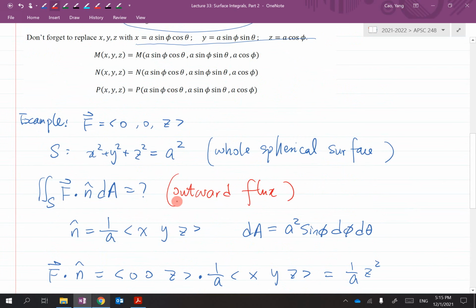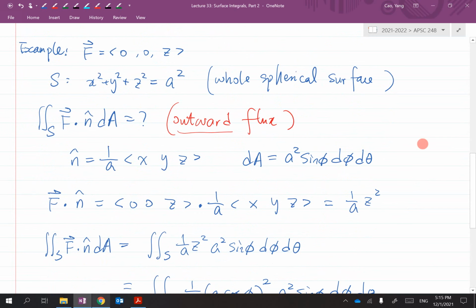Calculate the outward flux. The reason is, if I don't say it's outward flux, then technically your n hat has 2 directions, right? One pointing out, one pointing inward. Because it's outward flux, we pick the positive n hat instead of the negative. So that's the key word you sometimes need to watch out for in the question. Are you looking for the inward flux or outward flux?